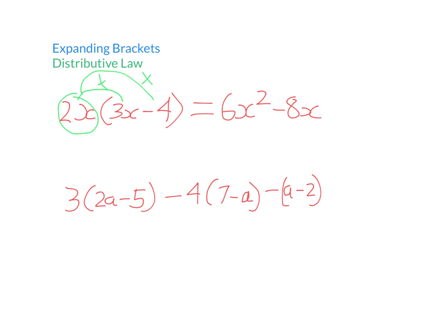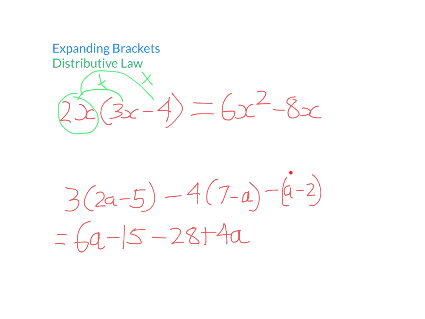Now sometimes you'll have to expand and simplify multiple brackets. So let's go ahead and do the brackets first. So 3 outside of 2a minus 5. Using the distributive law, 3 times 2a, 3 times negative 5. Now let's do this bracket here. So this is not a 4 out the front, it's a negative 4. So I go negative 4 times 7 is negative 28. And negative 4 times negative a, two negatives always make a positive when we're multiplying them. So it'll actually be plus 4a.